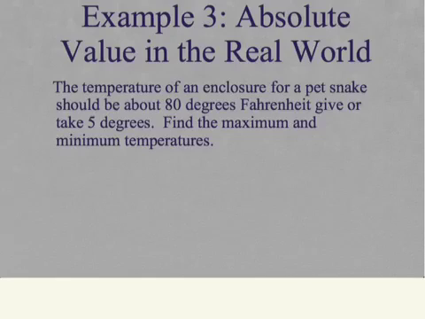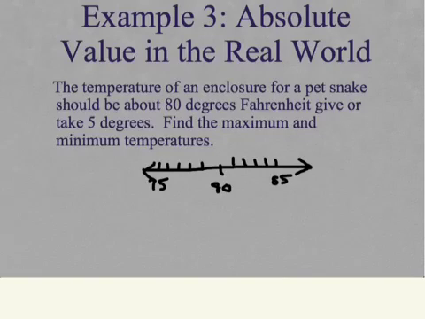So let's first look at a number line. As you can see from this section of the number line, the distance from here to here is 5, and the distance from here to here is 5, which is exactly what the problem says was acceptable in terms of the range of temperatures for the pet snake. However, the answer is just what we said, 75 and 85. What I want you to realize is that there's a way that we can look at this so we can include the concept of absolute value.